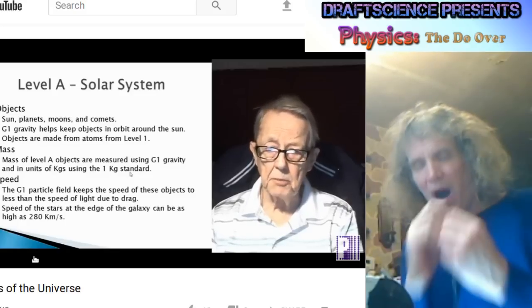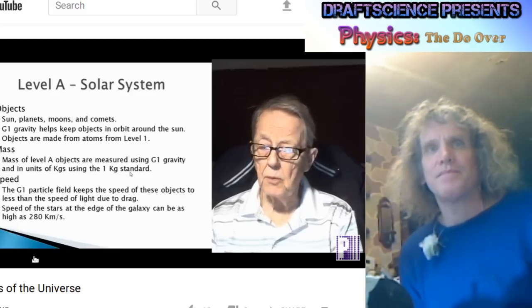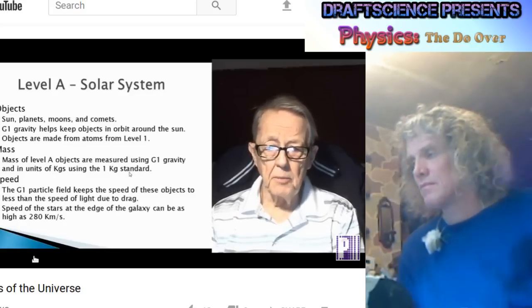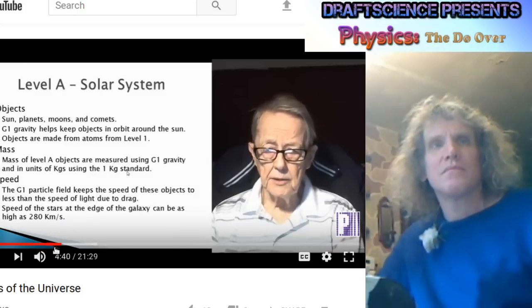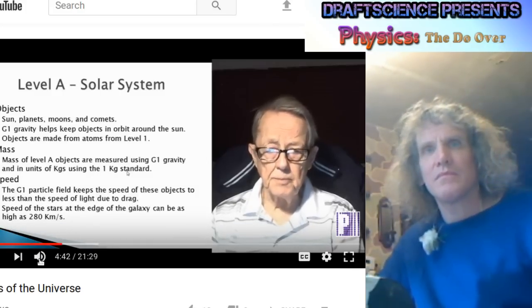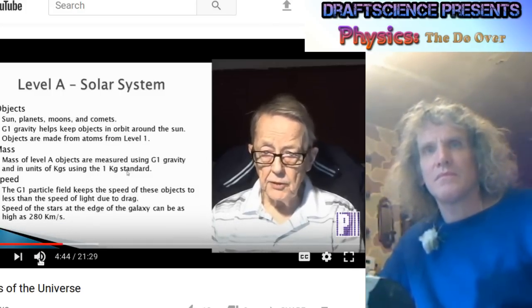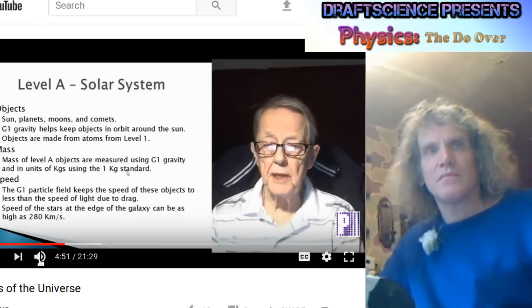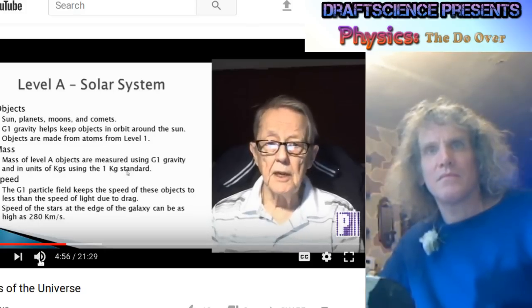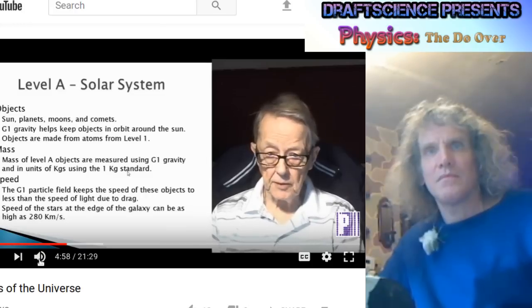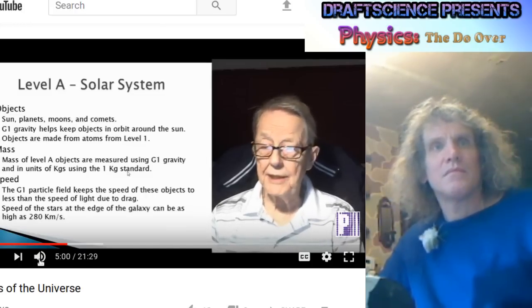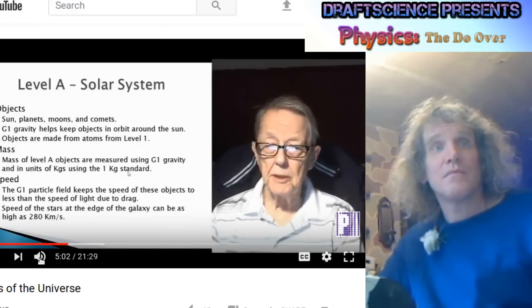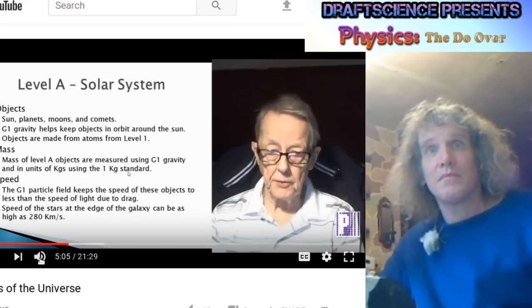And all the objects are made from atoms from level 1 and below. The mass of the solar system is measured using G1 gravity in units of kilograms, being compared to the kilogram standard. The only way we have a value for the mass of our solar system, or the individual objects in it, the sun and moons and comets, is because we have a standard to compare it to.